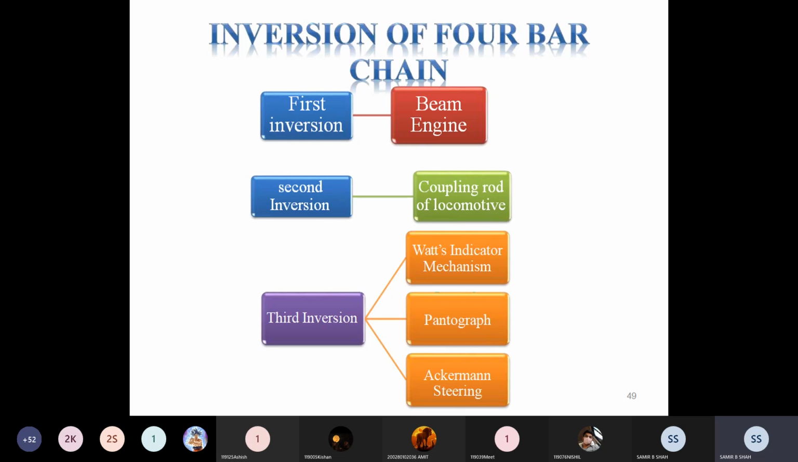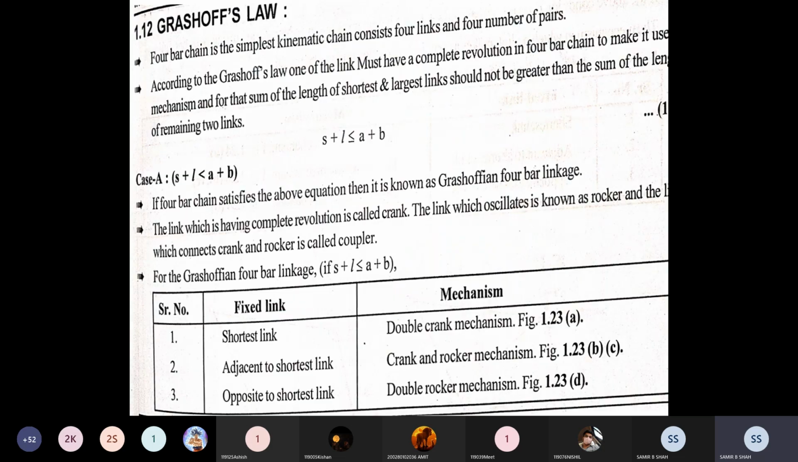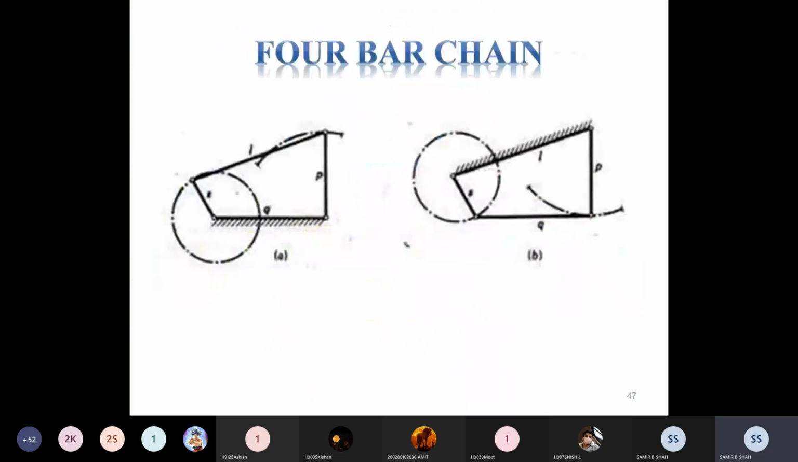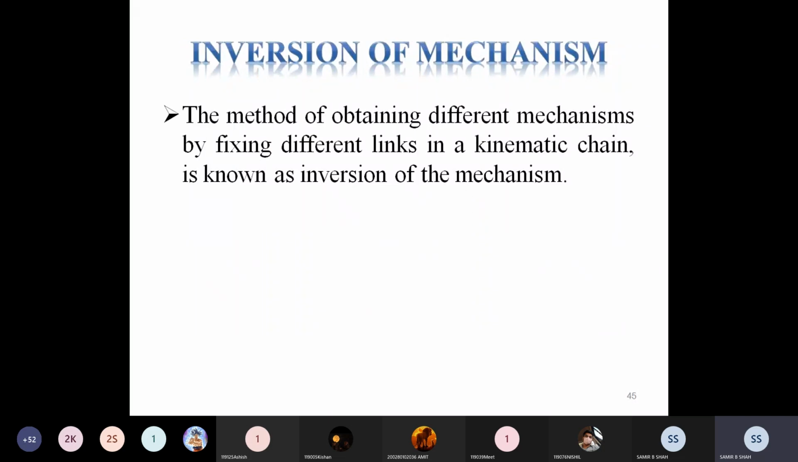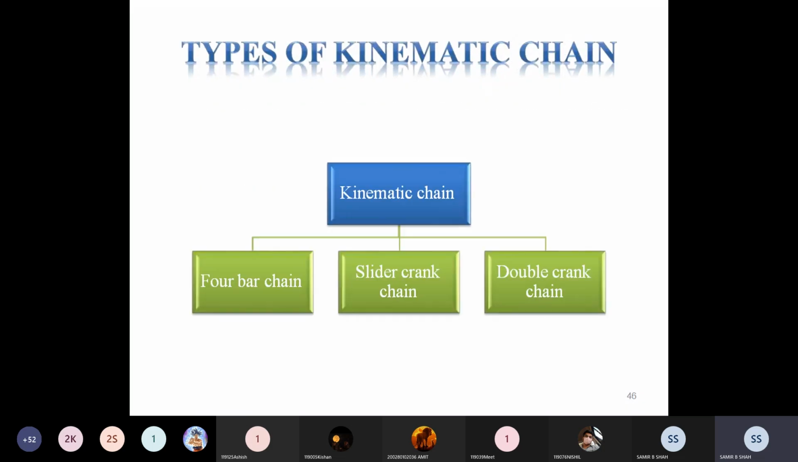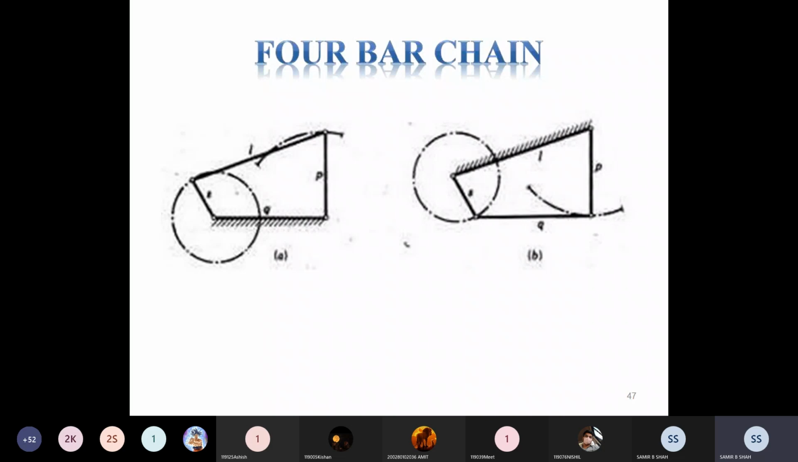You remember each and everything regarding the inversion. If we talk about the inversion, then what is inversion? When different links are fixed one by one, then it is called inversion. It divides in 3 parts: 4-bar chain inversion, slider crank chain inversion, and double slider crank chain inversion. Okay, right now we start with the 4-bar chain inversion.